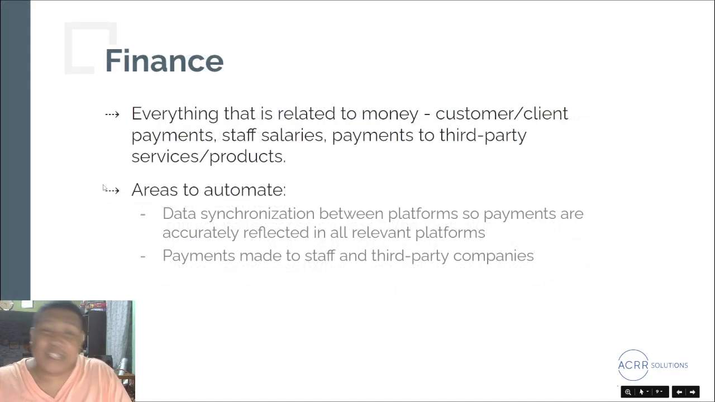Again, the next part is finance. Here, of course, is everything about money. These were the areas that I actually automated for my clients. So some of the areas to automate in finance is data synchronization between platforms. If the client purchases something on your website, you'd want that reflected on all the other platforms to let you know, hey, a sale was made, because there will definitely be something else that will happen after that.